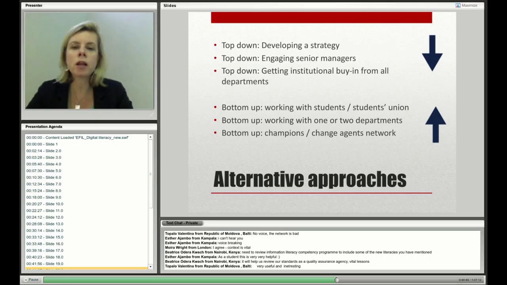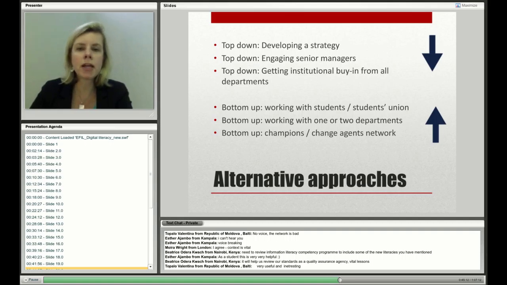a groundswell of movement through what you could call digital champions. There's a lot of work that JISC have done through what they call their change agents network, which is the idea really that you have people within your organisation who understand about technology and kind of infiltrating. So it's an alternative approach to getting digital literacy embedded.